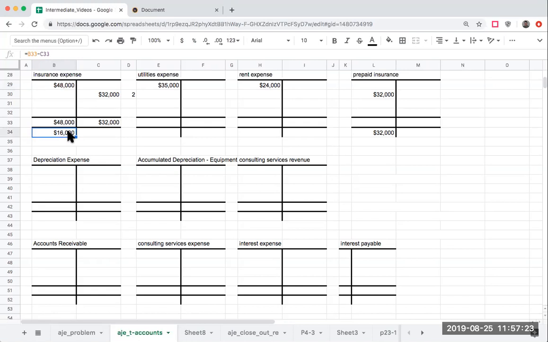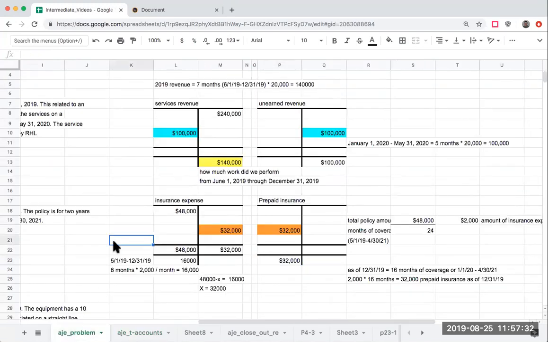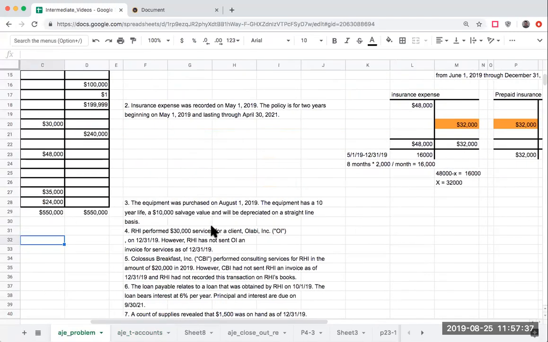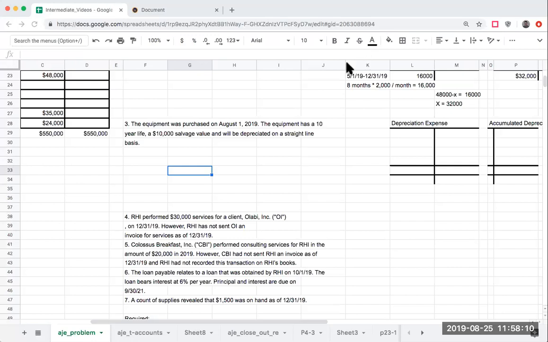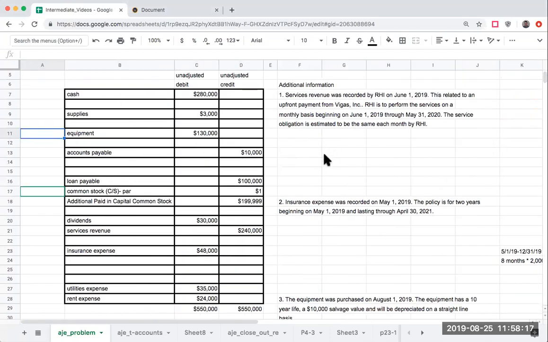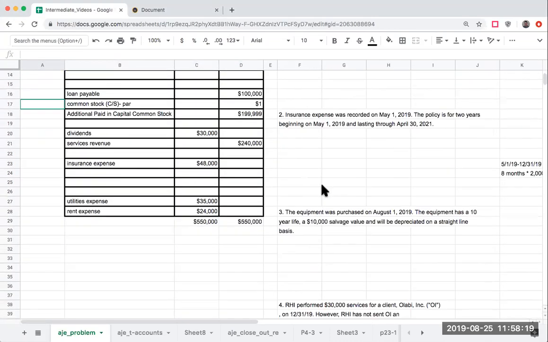Remember, the ending expense balance needs to reflect what you used during the period, and my assets need to reflect my future economic benefit. Okay, so now we're getting to an equipment question. I'm just going to pause really quickly while I pull up these T accounts magically. The equipment here was purchased on August 1st, 2019. The equipment has a 10-year life and a $10,000 salvage value and will be depreciated on a straight line basis.